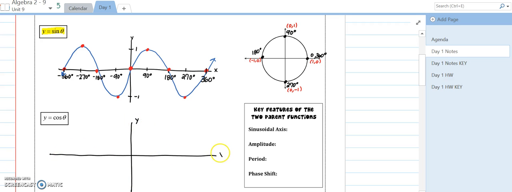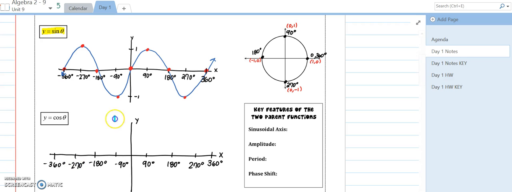Here's y, here's x, of course. A full lap around takes 360 degrees, so we'll start there and keep the scale the same. So go up by 90-degree increments, and the same in the negative direction. So here's negative 360, here's negative 180, negative 90, and negative 270.